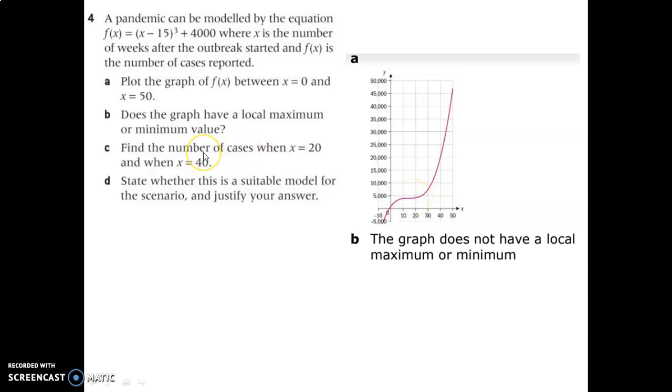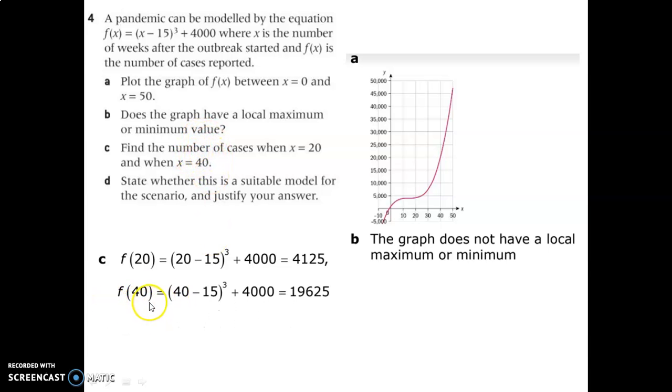Now C, find the number of cases when x equals 20 and when x equals 40. So basically that means putting 20 into the function and then putting 40 into the function. So if you put 20 into the function, we can write it like this. So 20 is your input. It goes into this x value as well. And then you can calculate that to be this value here. So try the same thing for 40. How many cases will there be at week 40?